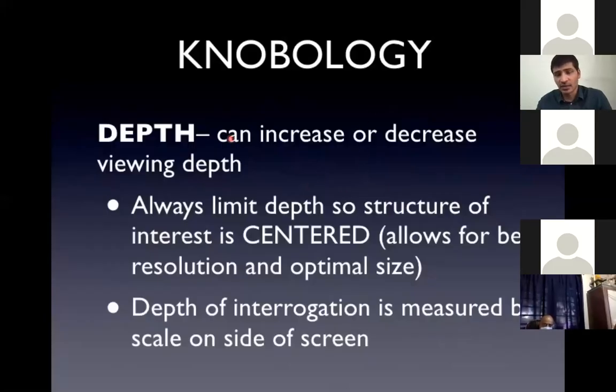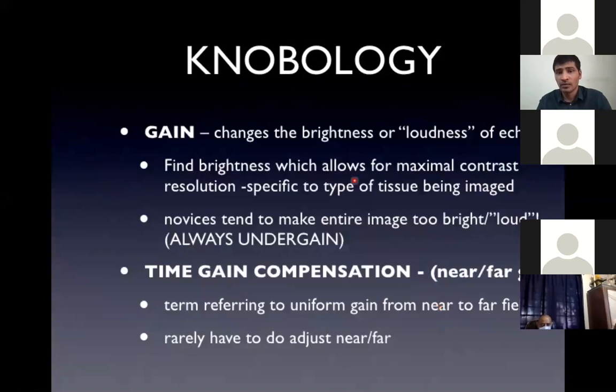The depth of the image can be adjusted on the machine. If we just want to see the superficial part, we can set the depth very low. If we want to see the deeply seated organs, we can set the depth higher, then it's easy to see them. Now, I'm just trying to explain a few things, because there are many things, and if we do them all at once, it's really confusing. Another thing we need to understand is gain.